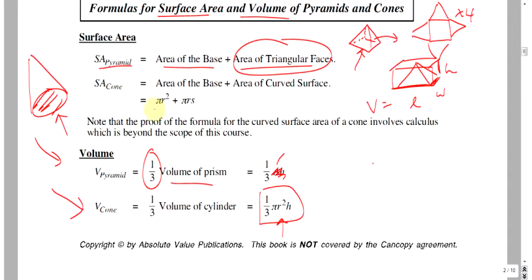Okay? This is the weird one. Surface area of a cone is area of the base. What's that? Pi r squared. And the area of the curved surface, what's another word for the top part? Who remembers? Starts with an L. Lateral, yeah. Also known as the lateral part. Okay, we're not going to prove this. Just go with me. That's pi times r times s.